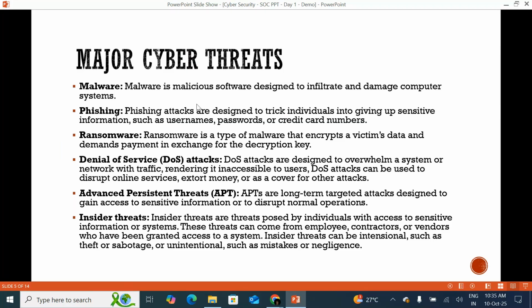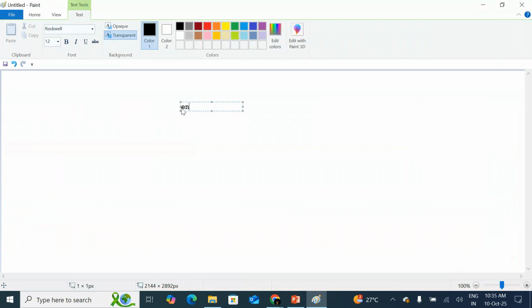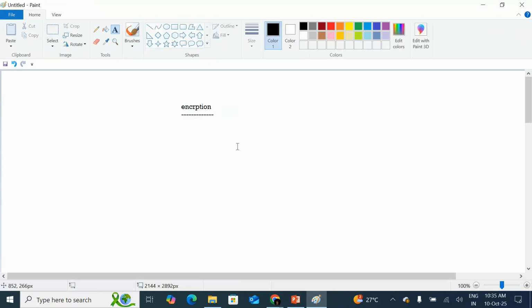Encryption means, what is encryption? Encryption is nothing but, with different algorithms, whatever the actual data is will be shown in a different format. Ciphertext. Decryption gives plain text. Ciphertext and plain text.